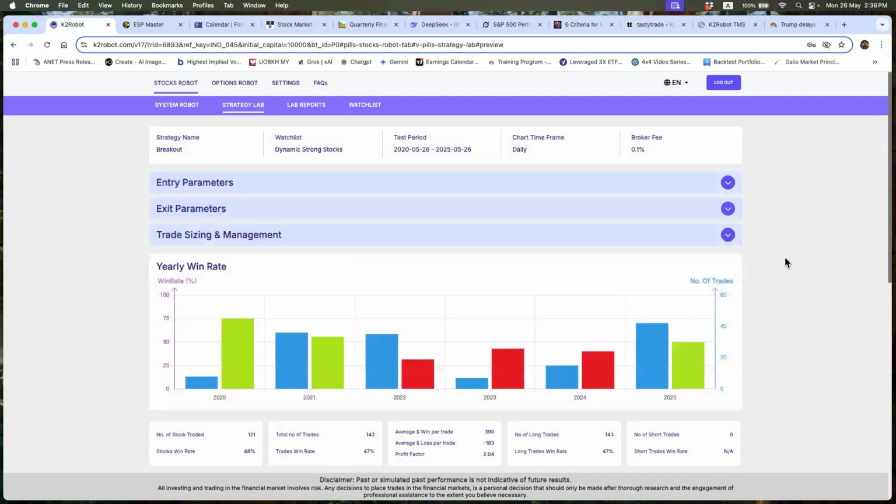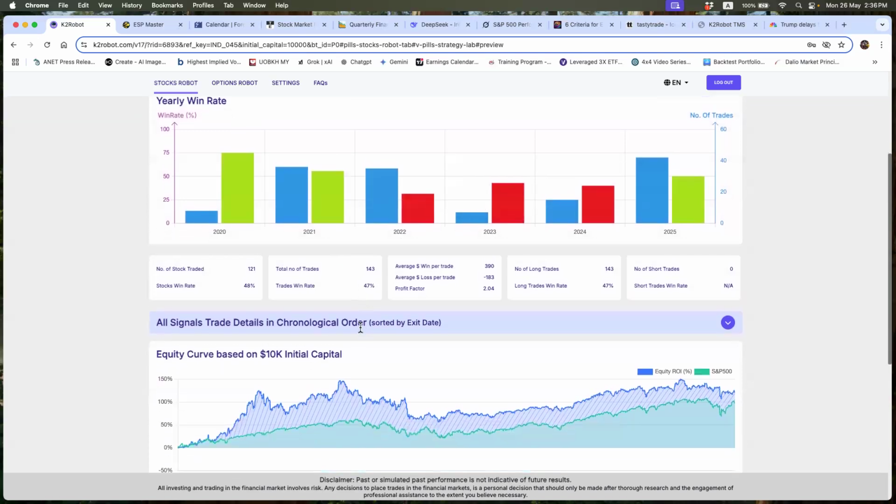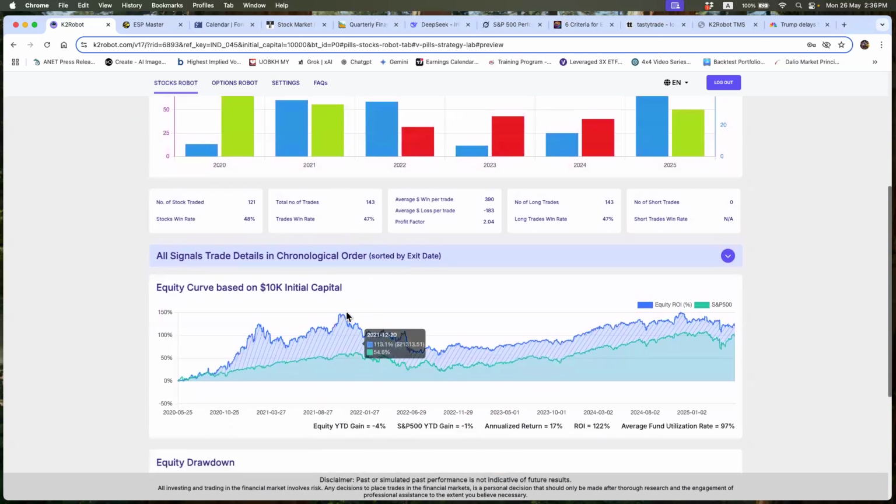There you go. Here comes the report. So we still have 143 trades, and you can see there is a significant improvement in the performance during the 2020-2021 bull market. It outperformed the S&P 500, 124% ROI versus S&P 500's 33%. Okay, and this year alone, it is at 125.